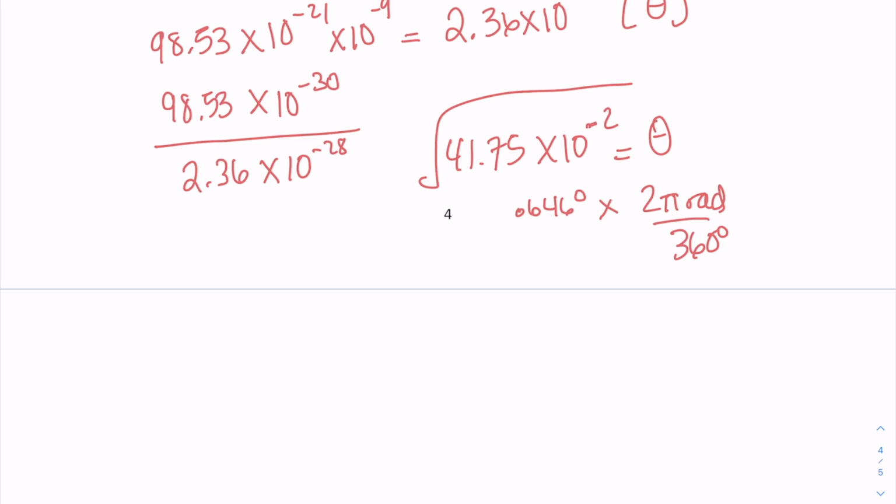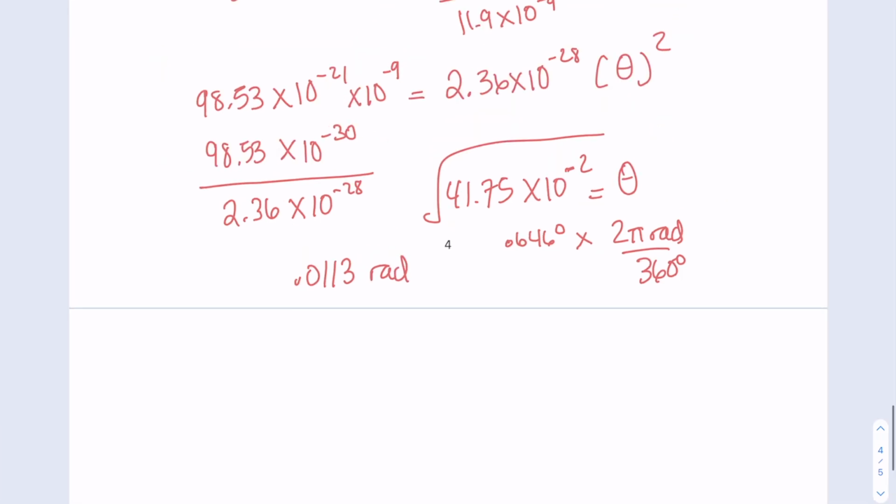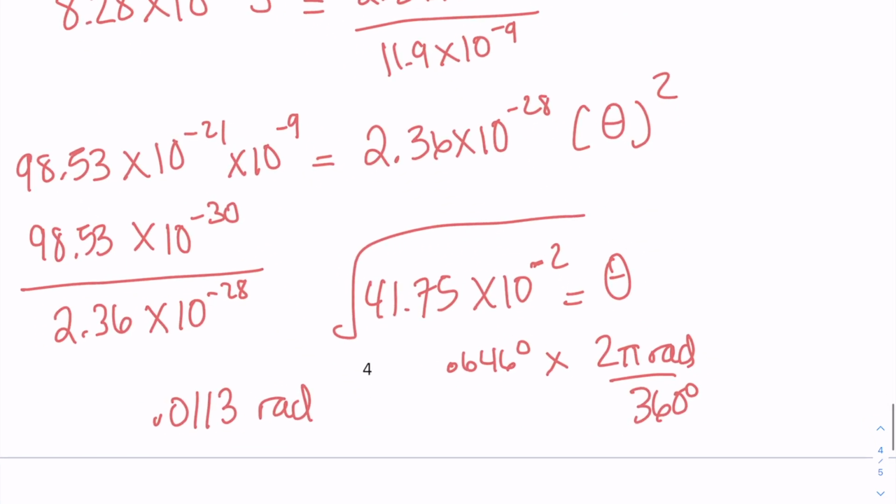So if you multiply by 360 and divide by 2 pi, that's where everyone got 37. But I got, just by doing it again here, 0.0113. Yeah, 0.0113 radians. Or my bad, the other way. Oh no, okay. Now I see what. Okay, all right. May God have mercy on my soul.